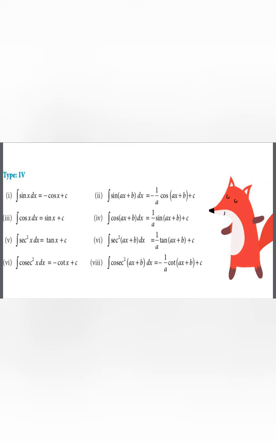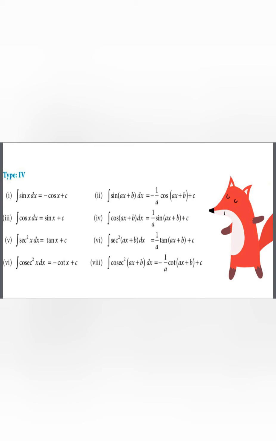Third one: integral cos x dx is equal to sin x plus c. Fourth one: integral cos of (ax plus b) dx is equal to 1 by a sin of (ax plus b) plus c. Fifth one: integral secant square x dx is equal to tan x plus c. Sixth one: integral secant square of (ax plus b) dx is equal to 1 by a tan of (ax plus b) plus c.